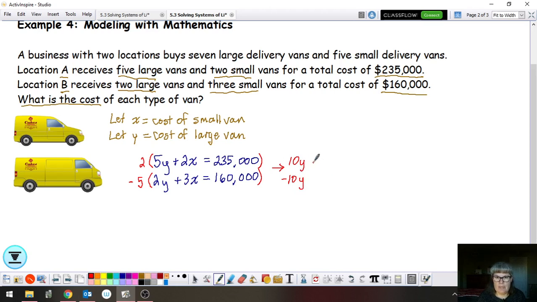So 2 times 2x is 4x, and 2 times 235,000 is going to be 470,000. Negative 5 times 2y is the negative 10y. Negative 5 times 3x is negative 15x. Negative 5 times 160,000, negative 5 times 160 is negative 800,000.